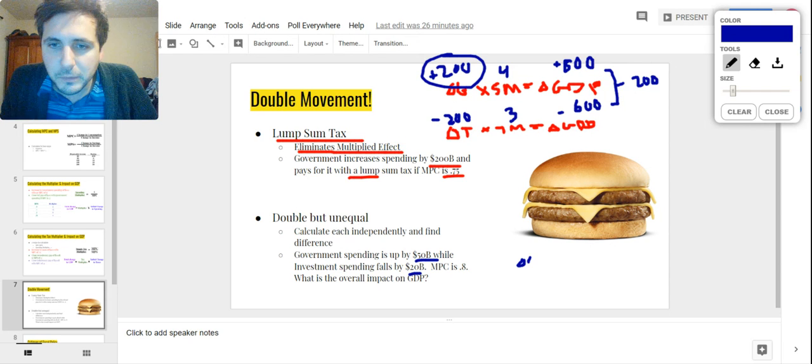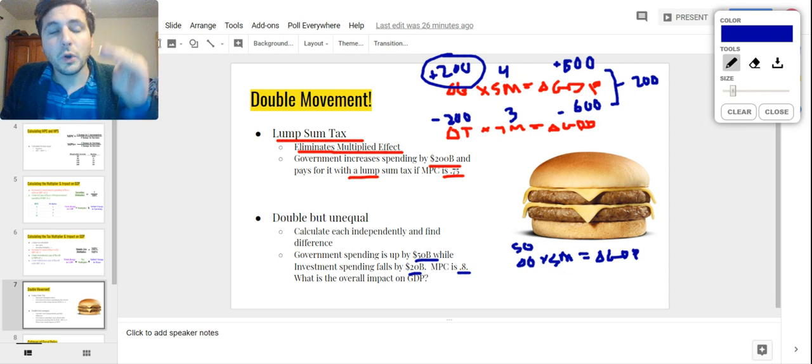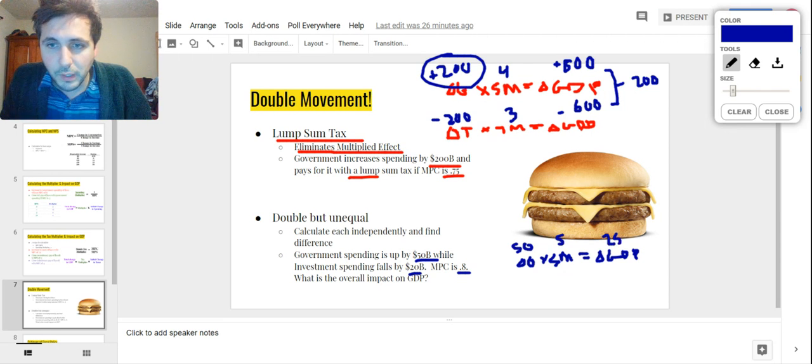So I know my change in government spending times my spending multiplier equals my change in GDP. My change in government spending here was 50. Well, it says my MPC is 0.8, which means my MPS is 0.2, which means my multiplier is 1 over 0.2, or 5. So my spending multiplier is 5. So my impact on GDP is positive $250 billion.